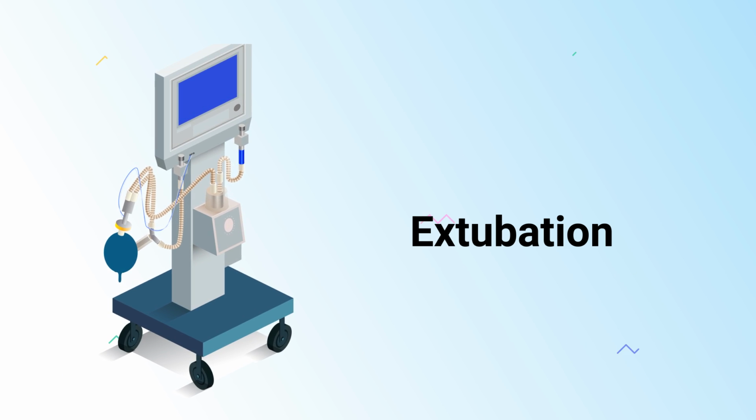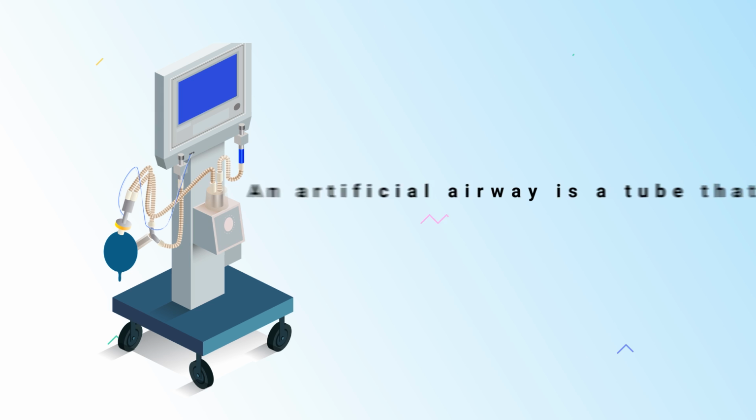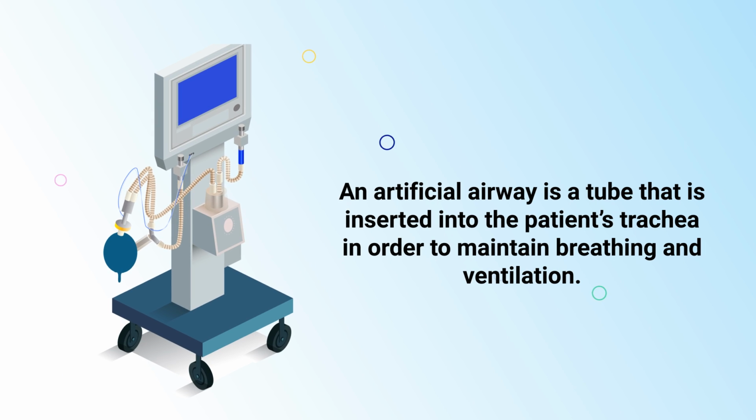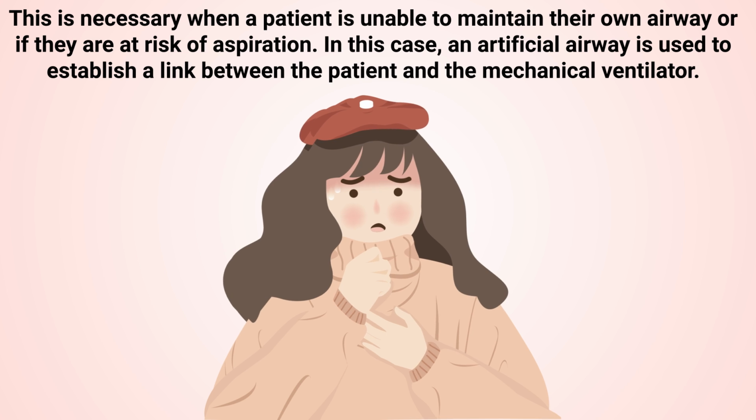As previously mentioned, extubation refers to the process of removing an artificial airway from the patient's trachea. An artificial airway is a tube that is inserted into the trachea in order to maintain breathing and ventilation. This is necessary when a patient is unable to maintain their own airway or if they are at risk of aspiration. In this case, an artificial airway is used to establish a link between the patient and the mechanical ventilator.